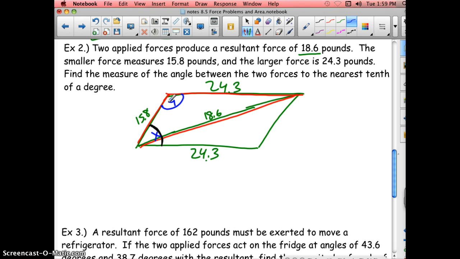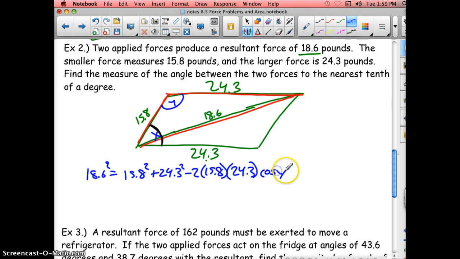Okay? So what I have here is a side, side, side, which is going to be law of cosines. 18.6 squared equals 15.8 squared plus 24.3 squared minus 2 times 15.8 times 24.3 times the cosine of y. Now y is not what I want to find, but when I find it, I can then use it to find x. All right, so here we go.